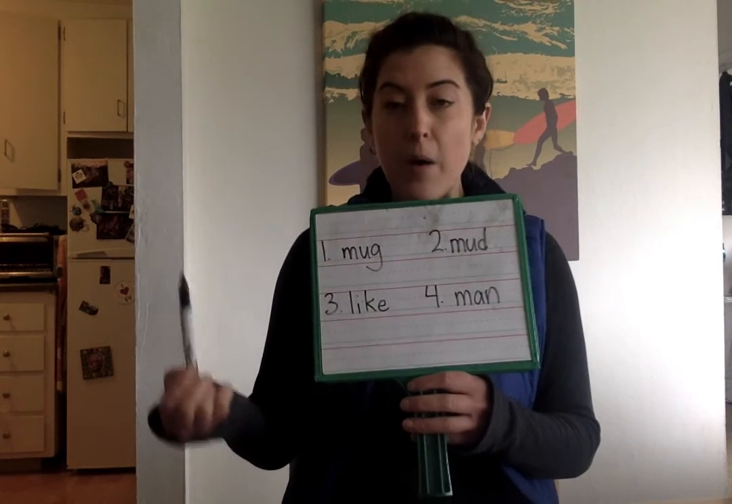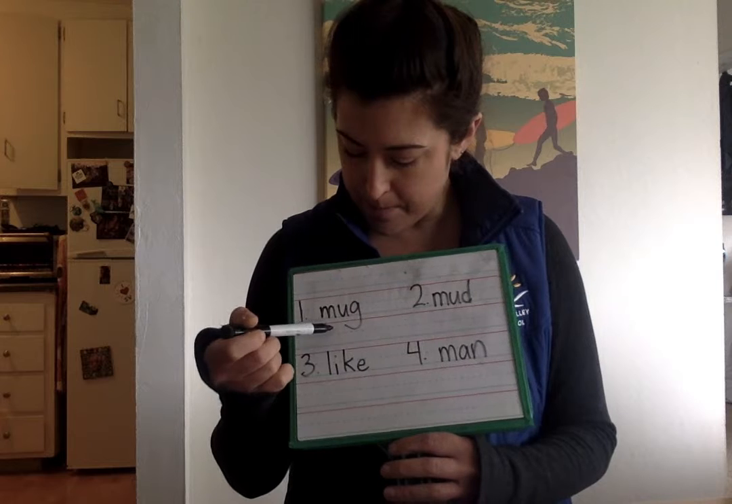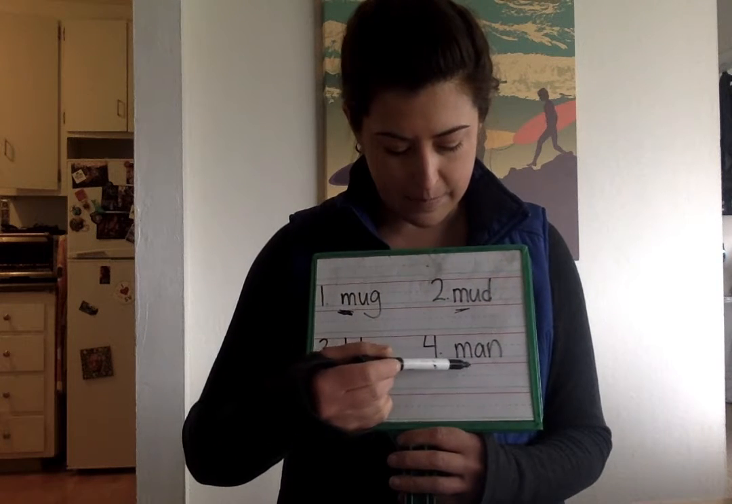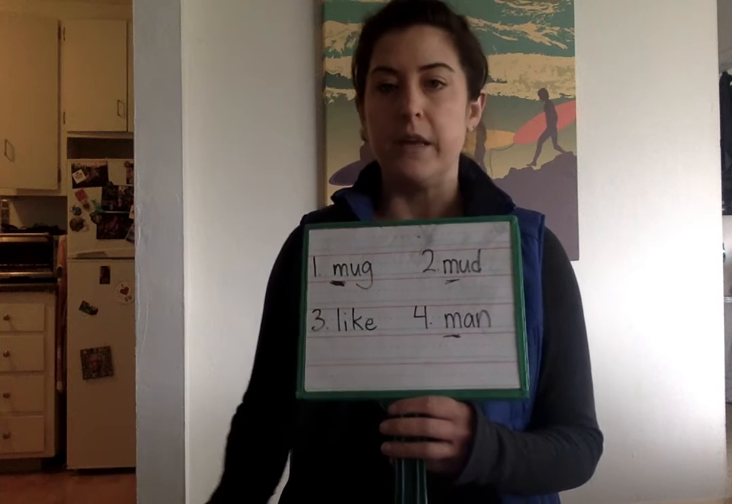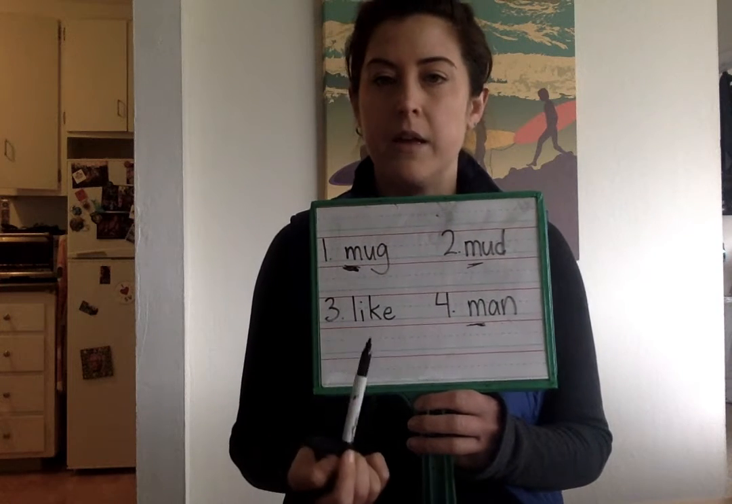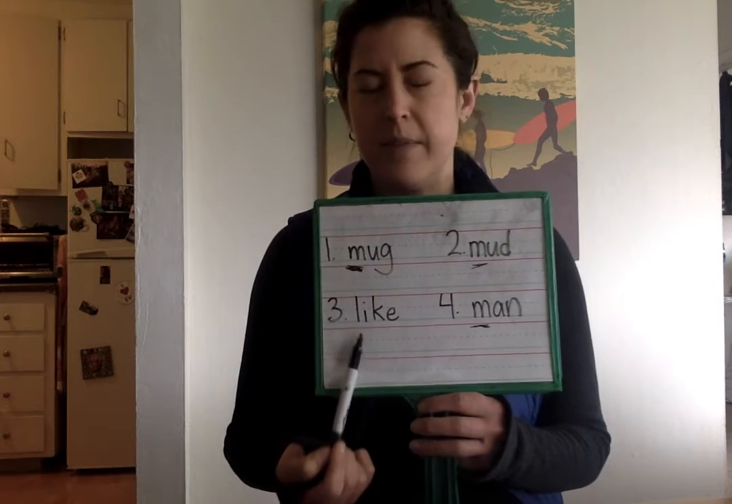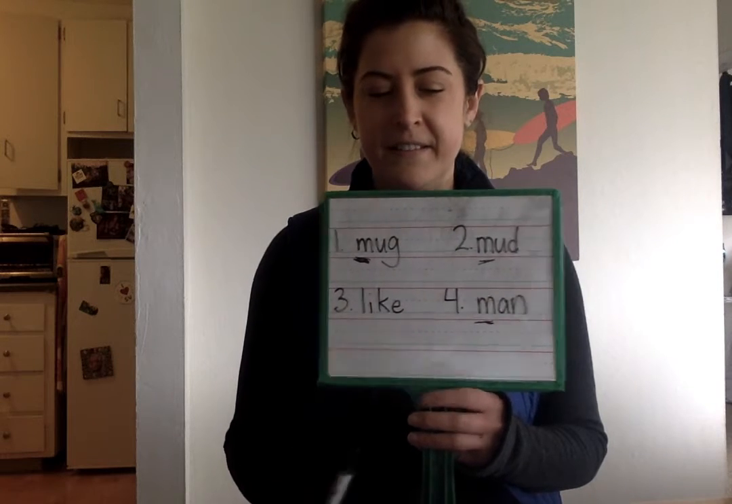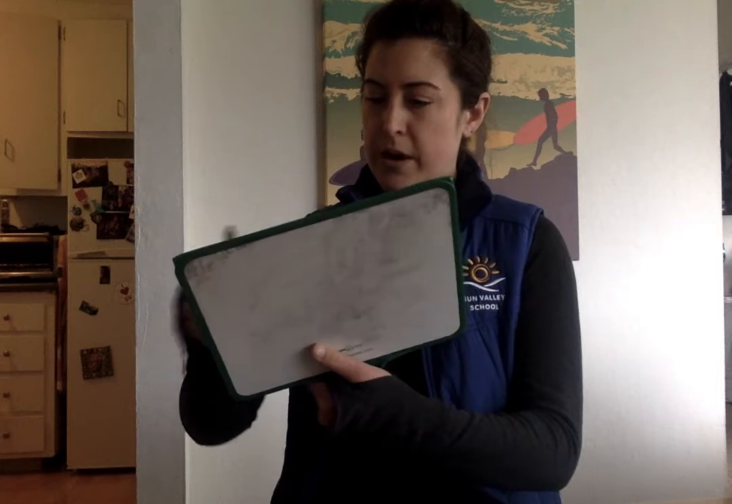Maybe you figured it out. My idea was that mug, mud, and man all begin with the letter M, but like starts with the letter L. Two more.